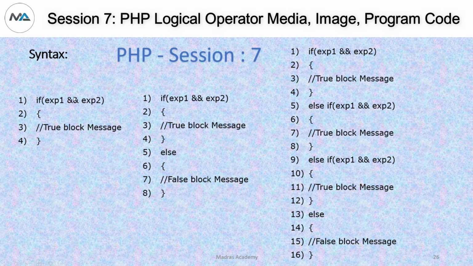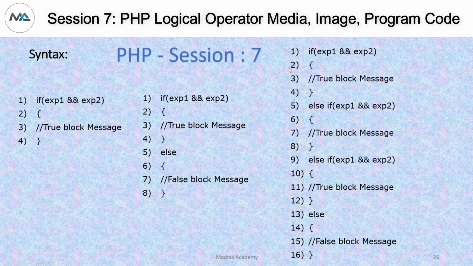And here, I'm using the AND operator. If expression 1 and expression 2 are true, it will enter into this block. In the same way, here I'm having an else block. If the expression is false, then it will print the false block message.